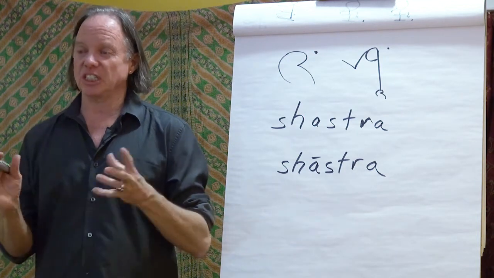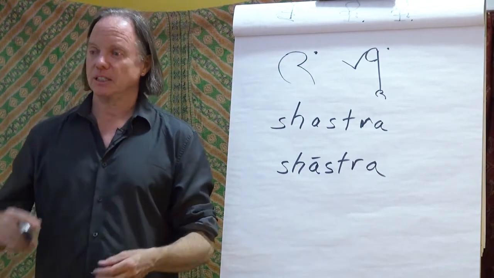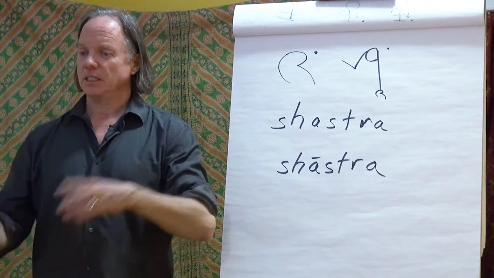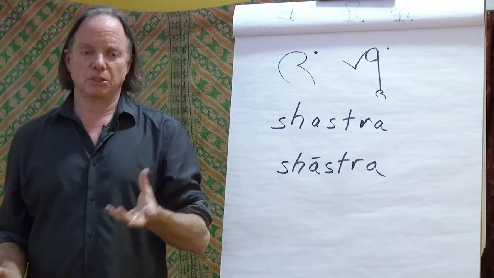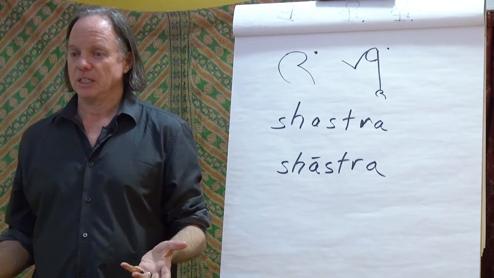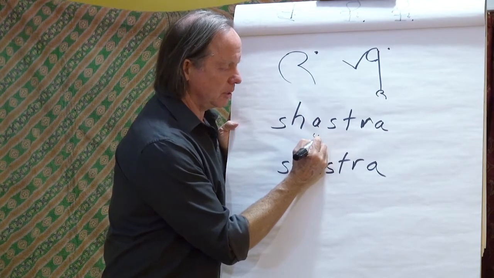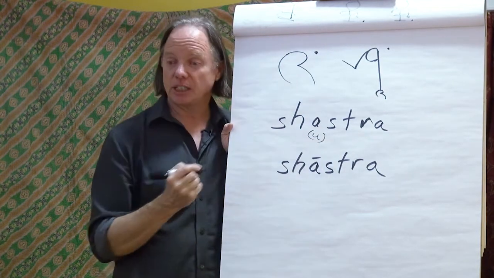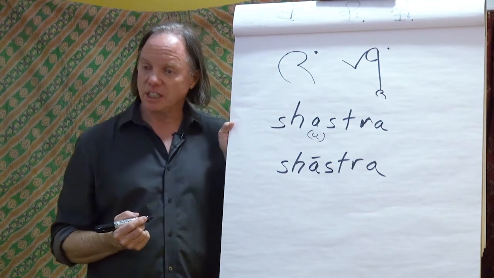So the first thing a Sanskrit teacher should teach their student is about short vowels and long vowels. Otherwise, forever their accent will be screwed up, and no Indian can understand what they're talking about. So this is pronounced as though this were a U in English. Say Shastra. Shastra.